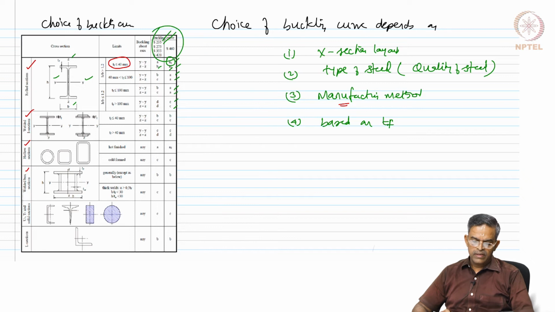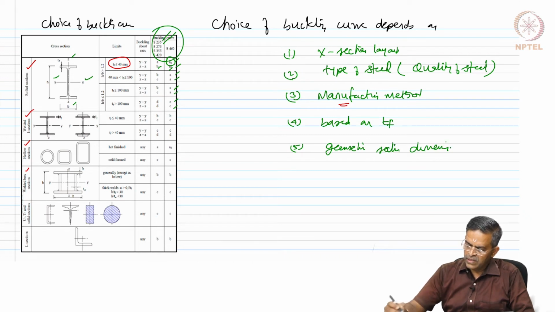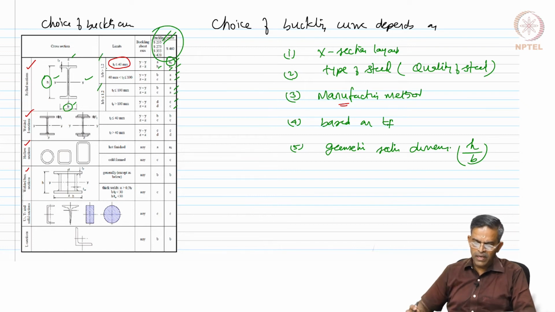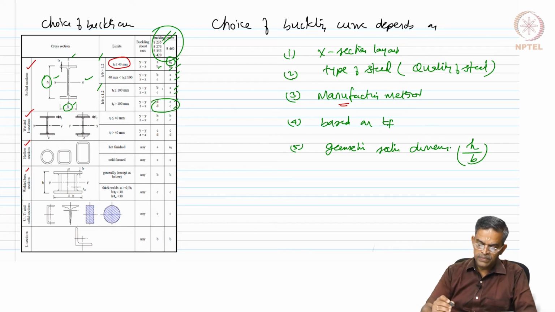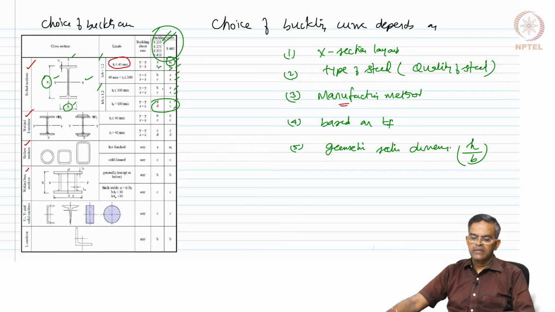Furthermore friends, there is also a ratio of the geometric section dimension, that is depending upon h by b, h is the overall depth of the section, b is the overall breadth. Depending upon h by b for the section, you also have different curves. So, that is very interesting to see how they are classified well in detail in the code.